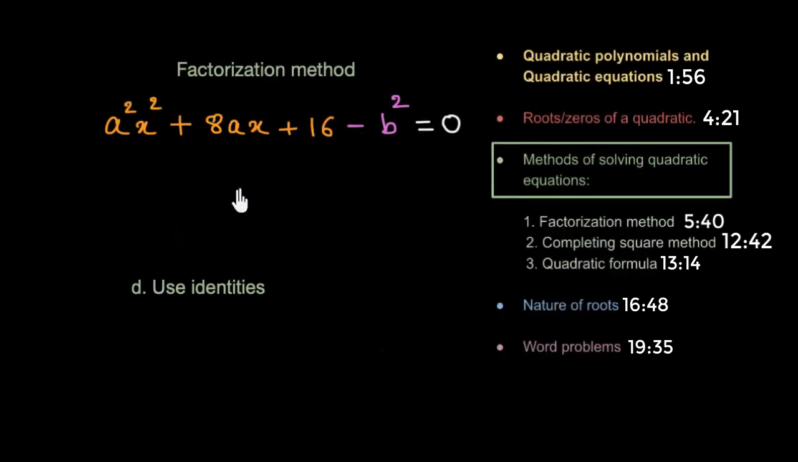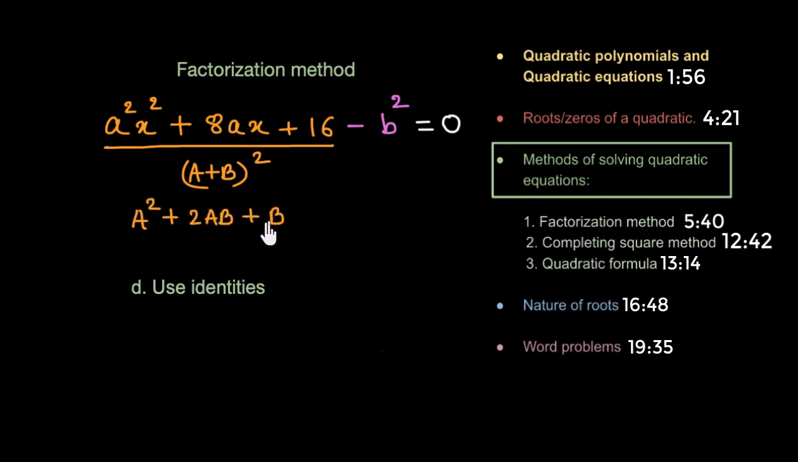Sometimes even basic identities could help in factorization. For example, in this case, if we look at the first three terms carefully, it is of the form a plus b whole square. Now, how is that so? Let's see. On expanding a plus b whole square, we would get a square plus 2ab plus b square.